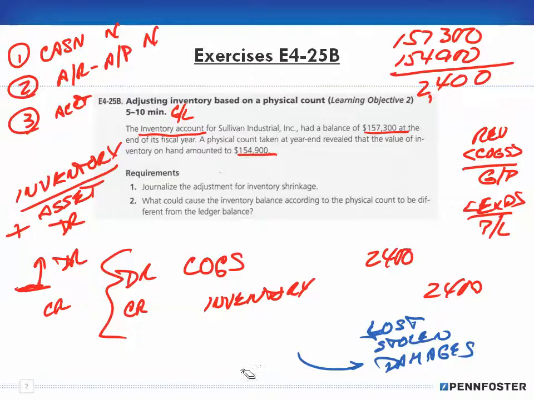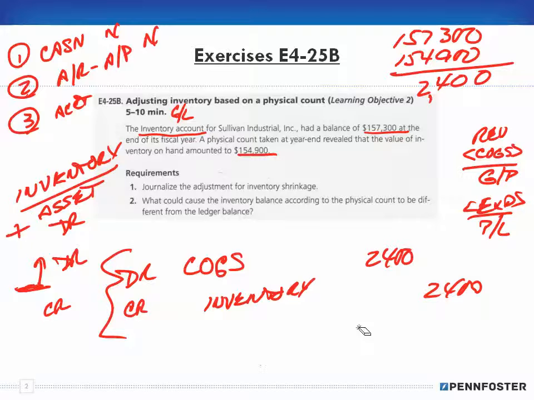The point being is that there's a reason why it's missing and it isn't there, because theoretically, in a perfect world, there shouldn't be a discrepancy between your inventory and what you have on your books. Okay, you shouldn't have to account for that difference.